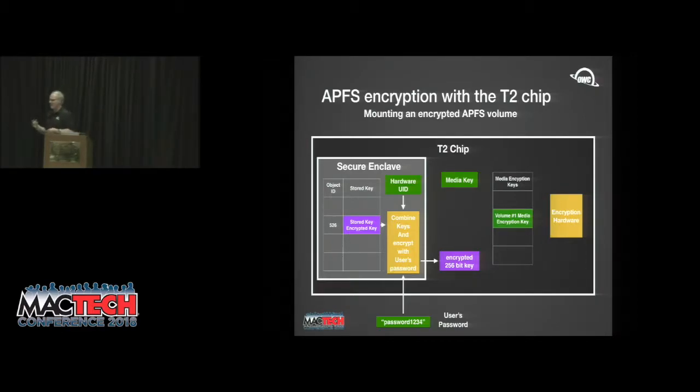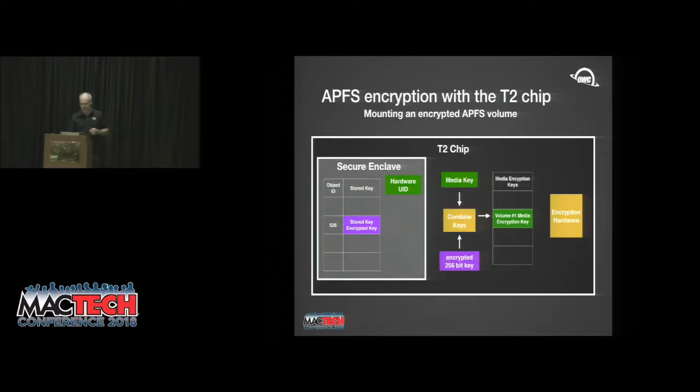Likewise, if you're going to mount a volume, it's just the whole process in reverse. We pull it out of the T2 chip. We ask the user for the password. The hardware ID gets added to the password to decrypt that stored key. It comes out, and it then gets a second level of decryption with the media key, and that result gets stuck into the hardware decryption engine that gets used to decrypt all your data. So that's how you get your media encryption key back.